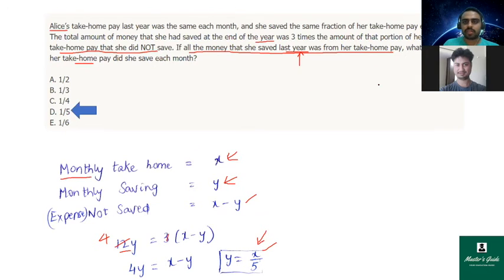If I look back at the question, it gave a condition that all the money she saved last year was from her take home pay only. That just conveys that savings are not coming from anywhere else, and Y is my only savings. And then the question prompt is asking what fraction of her take home pay did she save each month. The relation which I got tells me that savings are 1/5 of my take home pay. So the fraction which I'm looking at is 1/5, which is directly my option here.